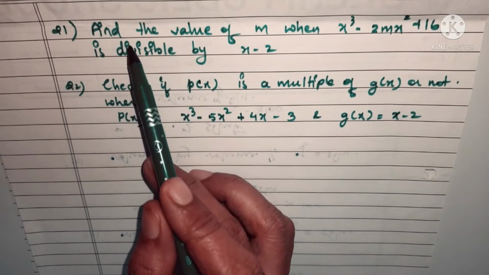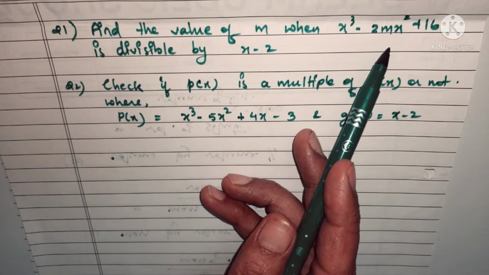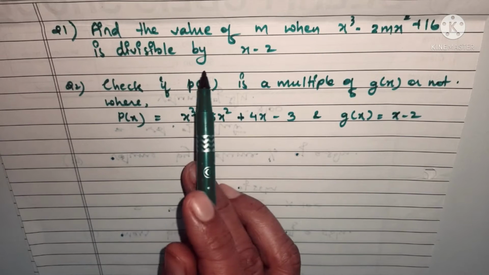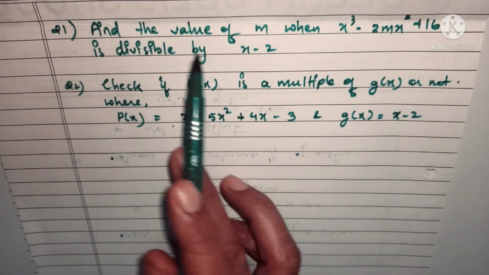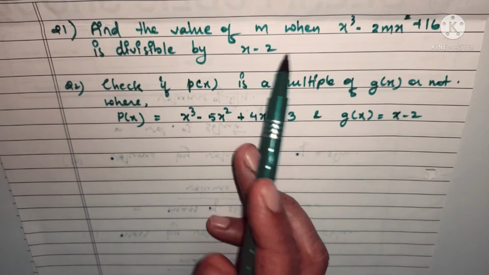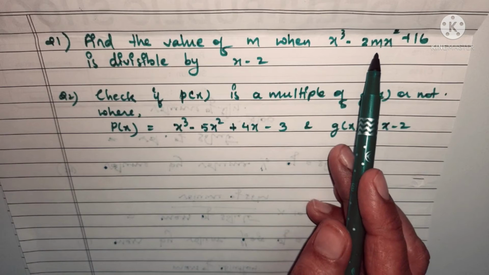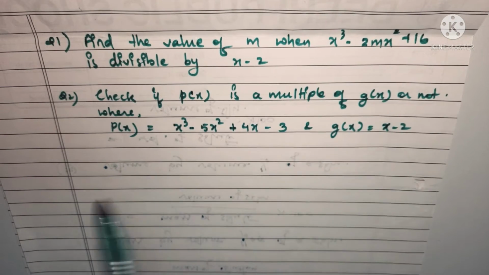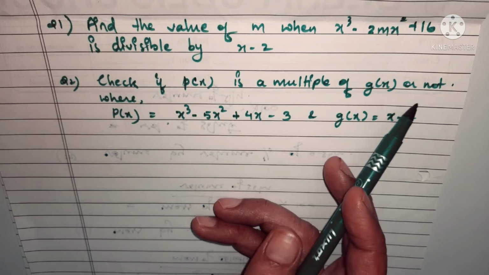Now in the very first question you can see, find the value of m when x cube minus 2mx square plus 16 is divisible by x minus 2. This question is given to you that if x minus 2 is dividing this polynomial, in that case what will be the value of m over here. And the second question is what? Check if px is a multiple of gx or not.